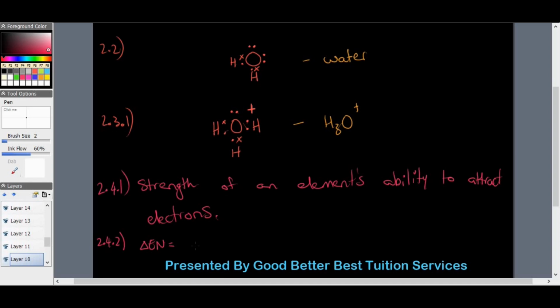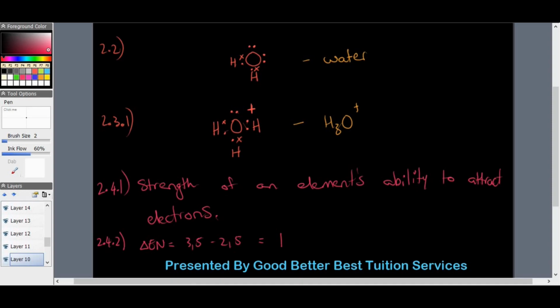There we go. So this is a carbon to oxygen bond. Let me just see. I've got 3.5 for oxygen minus 2.5 for carbon. And that should give us an electronegativity difference of 1.